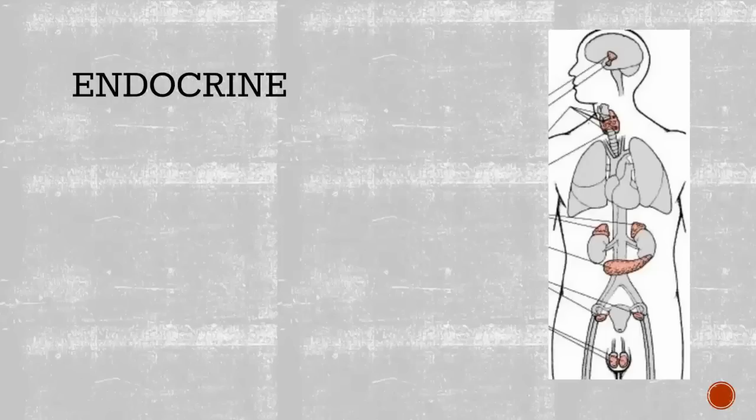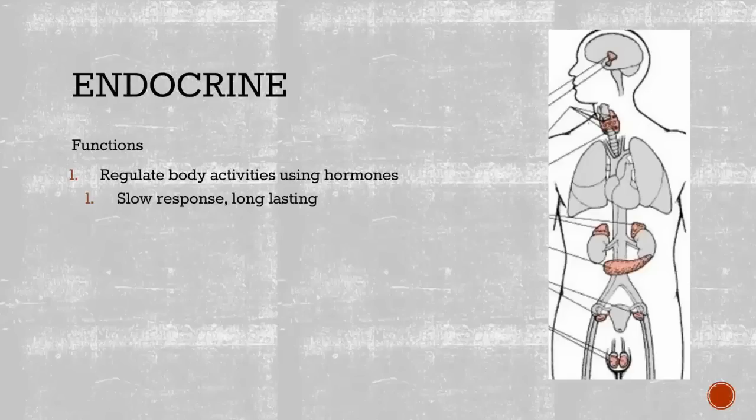Let's talk about what the endocrine system does. It's all about hormones, including the hormones you're thinking of right now. It controls your body using hormones. Okay? Now, that being said, it's a very slow response, but it lasts a rather long time. Some of these hormones, right?